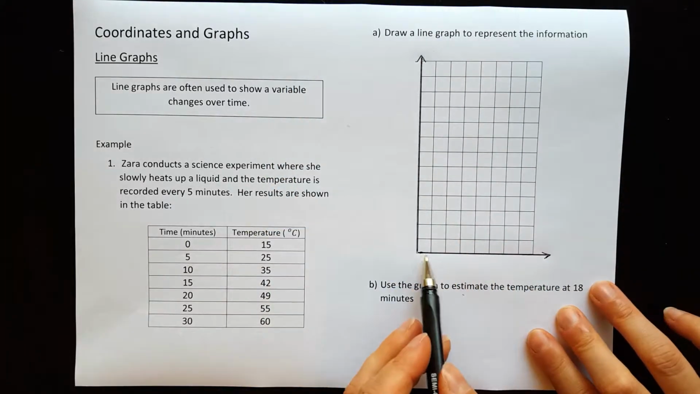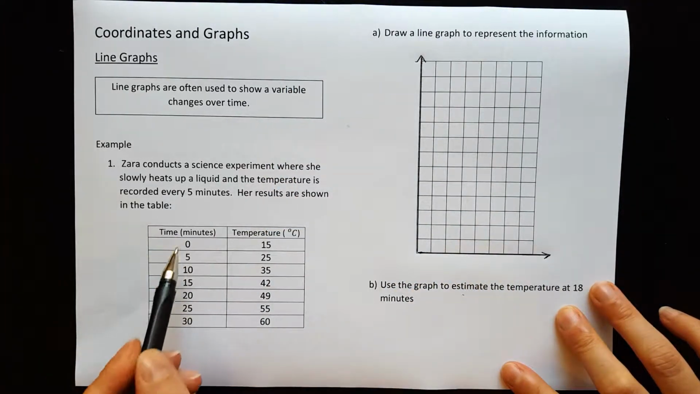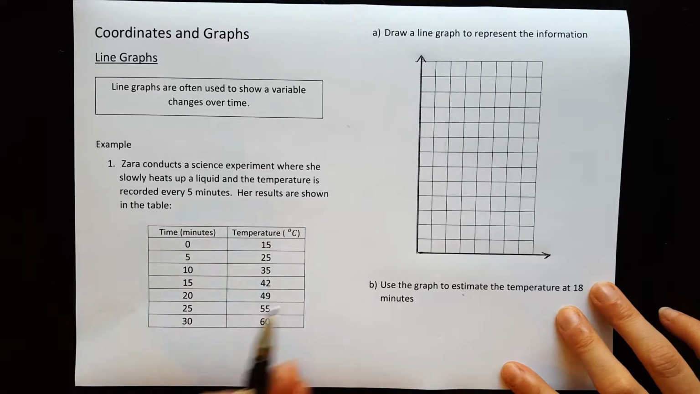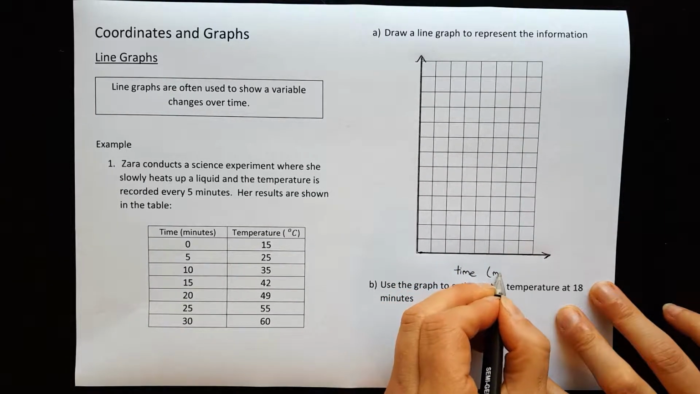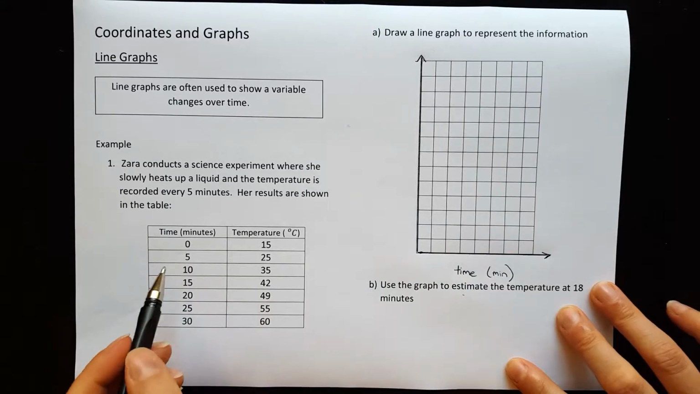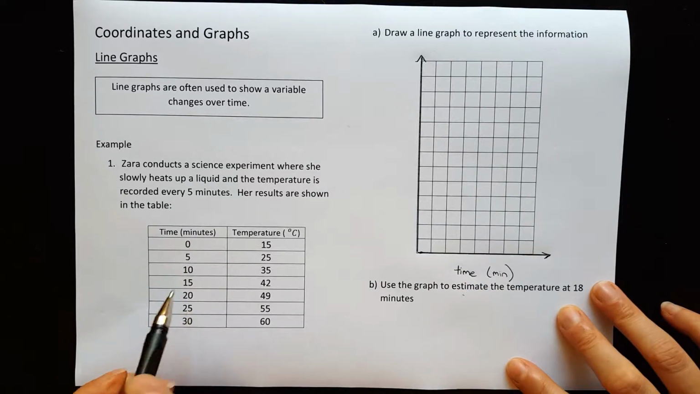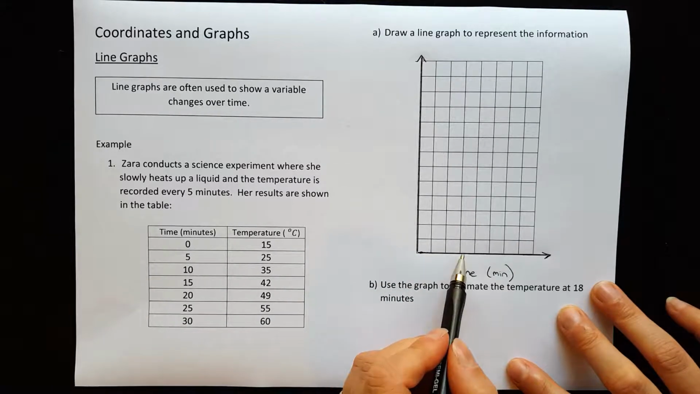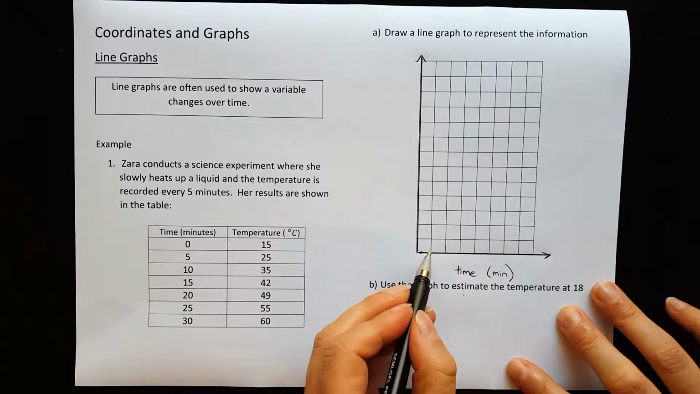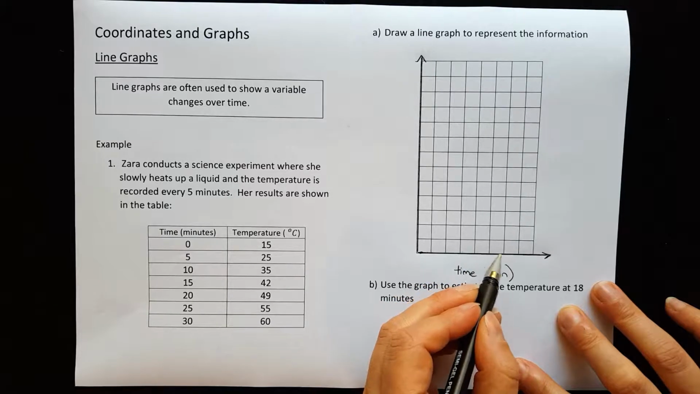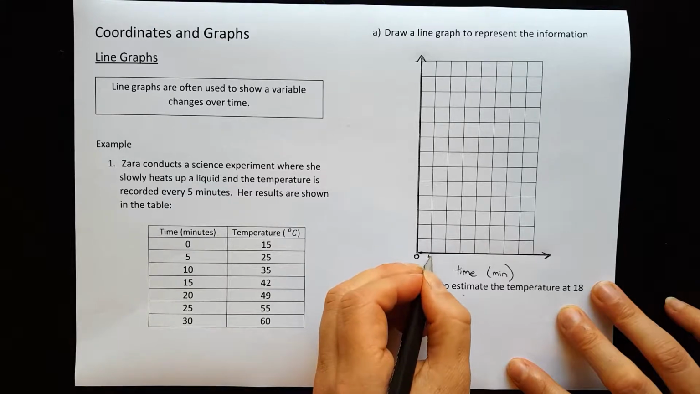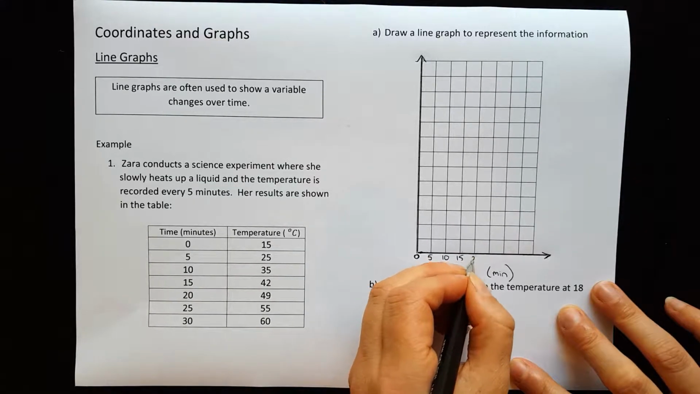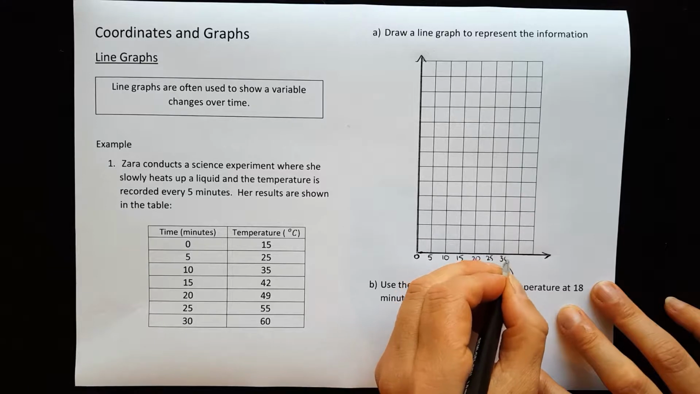So, across the bottom, you want to put the variable that is going up by a constant amount, which in this case is going to be the time. So time, which has units in minutes, we can put down here. It's going up by 5-minute intervals, so we could put that across here: 0, 5, 10, 15, 20, 25, 30. We have enough spaces to go up by 5s.